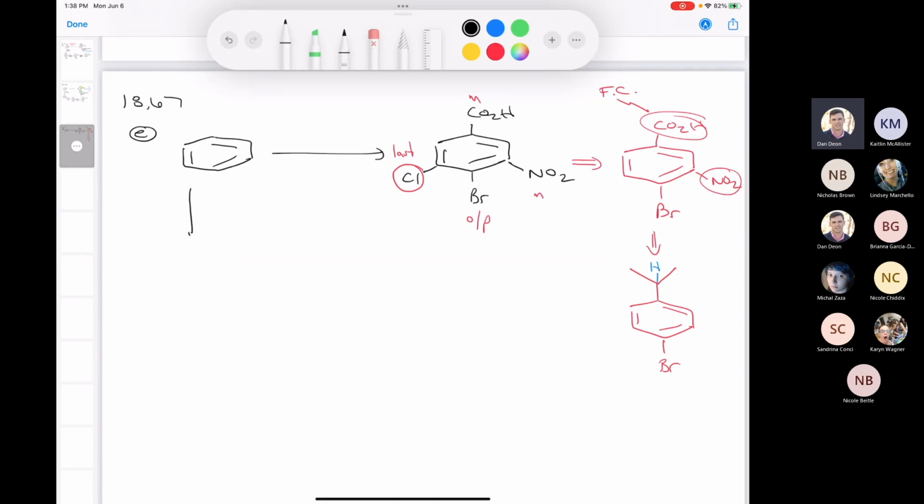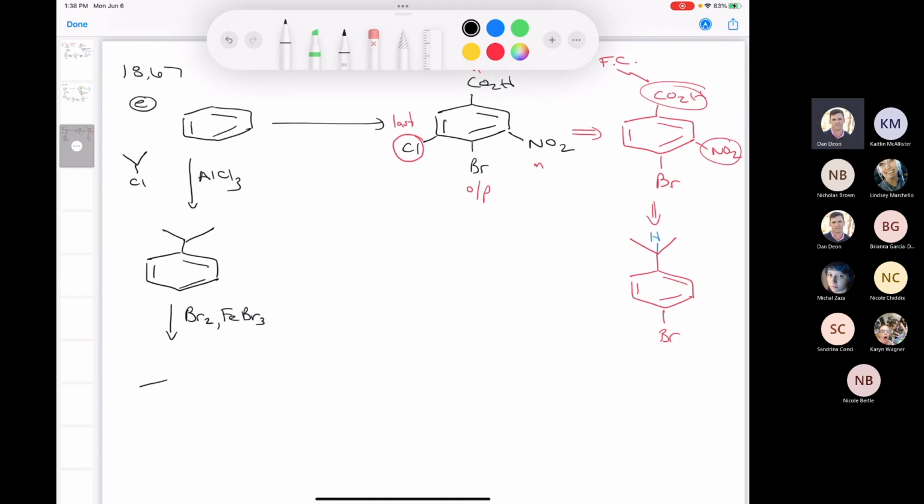Now, you want to get as much para product as possible. So let's start with our isopropyl chloride and aluminum chloride. That puts in the isopropyl group. Comme ça, as we say in French. And next we want to install the bromine. So we're going to use bromine and iron(III) bromide, like that. Now we've got our bromine in the para position.